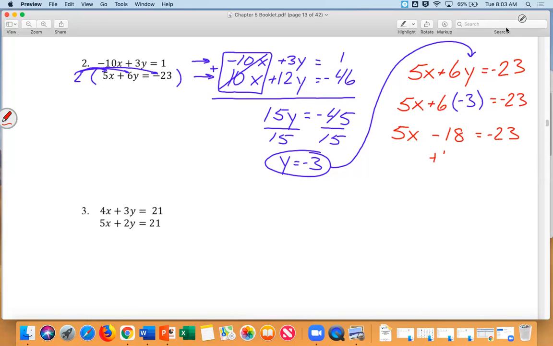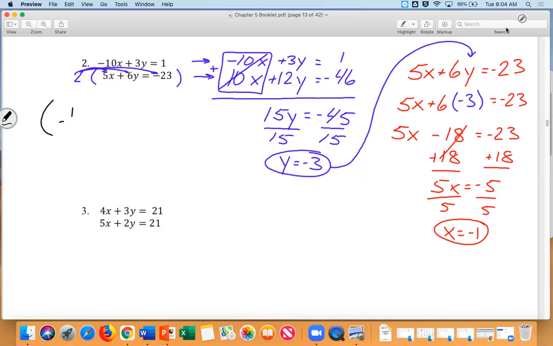So we're going to add 18. I have 5x equals -5. Divide by 5. And that's x equals -1. So I'll write my answer over here: (-1, -3). Any questions with those? Pretty straightforward, right? Okay, let's do one more example.